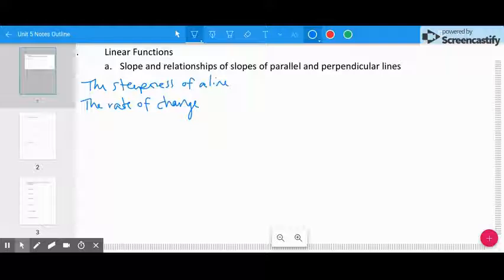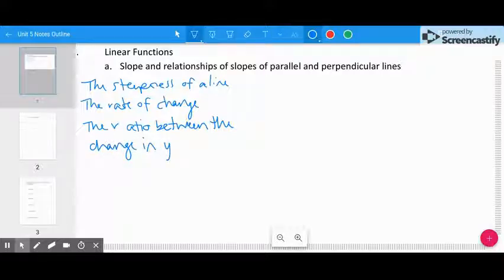And technically, algebraically speaking, it's the ratio between the change in y and the change in x. And we know this better as the formula. But really, that's our formula, m equals y2 minus y1 over x2 minus x1.